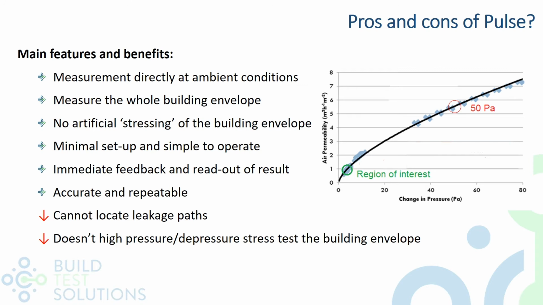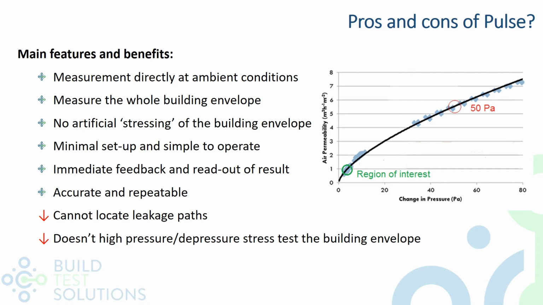You're able to measure the whole building envelope. There's no artificial stressing of the envelope. There's no need to do pressure and depressure. It's all done at a single low pressure burst of air. Very minimal setup, really simple to operate. The user gets immediate feedback and readout of results. And our field trials have shown Pulse to be extremely accurate and highly repeatable across a wide range of building types. The downsides, however: being a dynamic measurement, you cannot use the device to locate leakage paths.